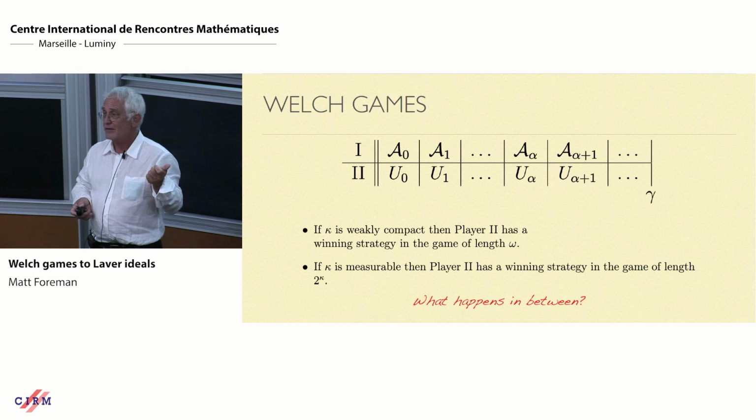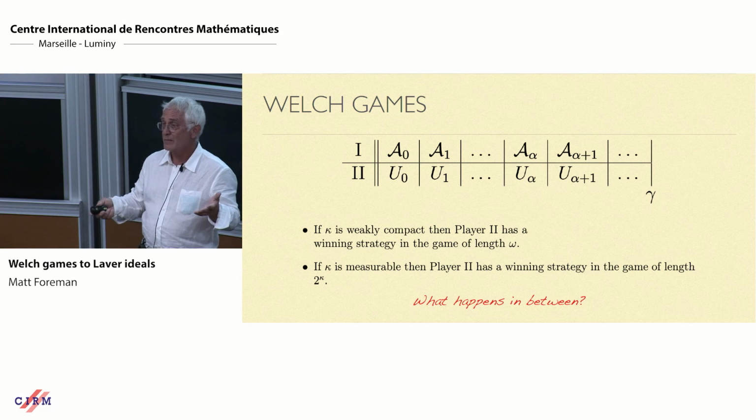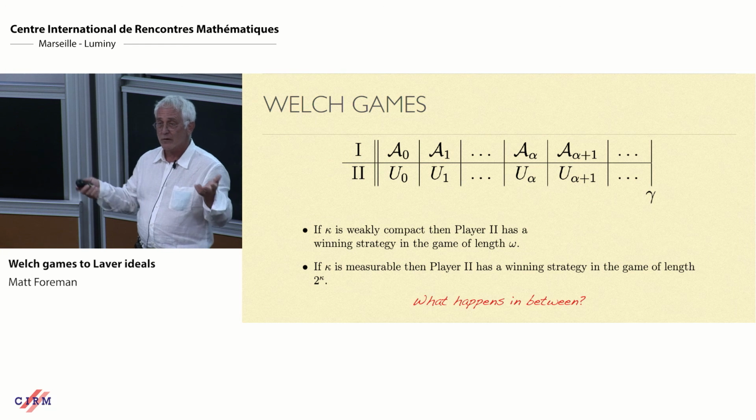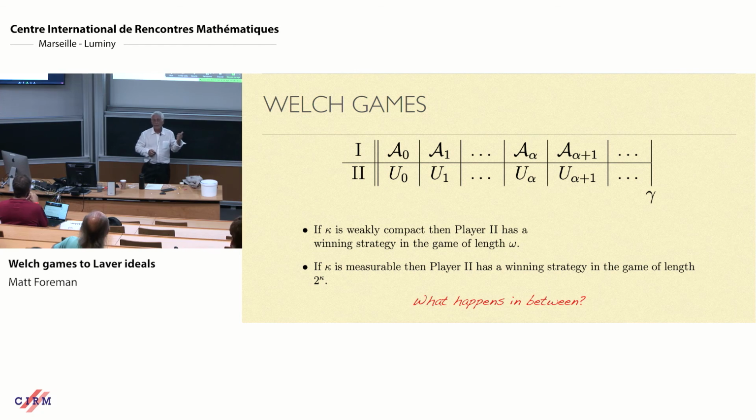And if kappa is measurable, well, if I want to win, what do I do? I take the measure on kappa and I just put it in my back pocket. And no matter what algebra you play, I just play the restriction of my measure on that algebra. And I keep going. Okay? So there are two sort of trivial cases here. One is that kappa is weakly compact, and the other is that kappa is measurable. And the question that this paper is interested in is what happens in between.